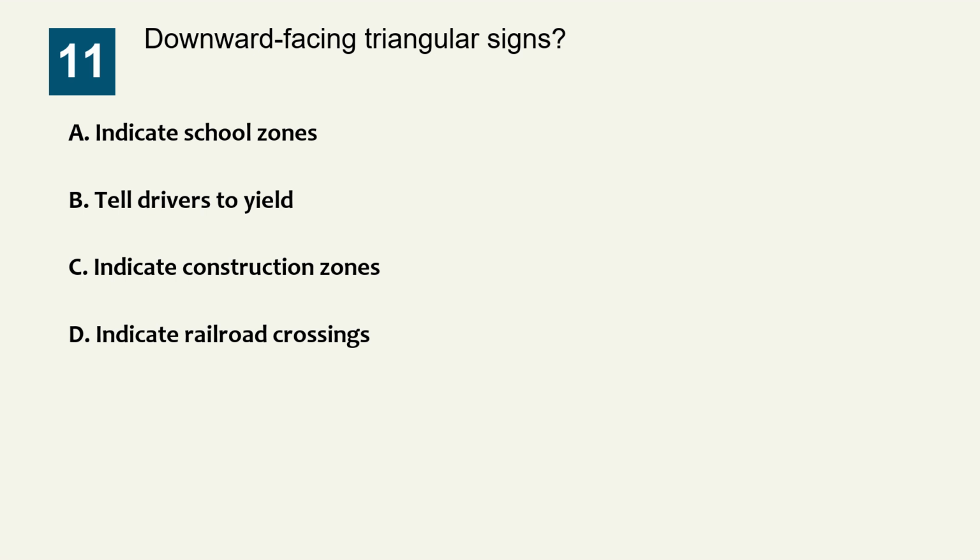Question 11. Downward-facing triangular signs. Option A. Indicate school zones. Option B. Tell drivers to yield. Option C. Indicate construction zones. Option D. Indicate railroad crossings.